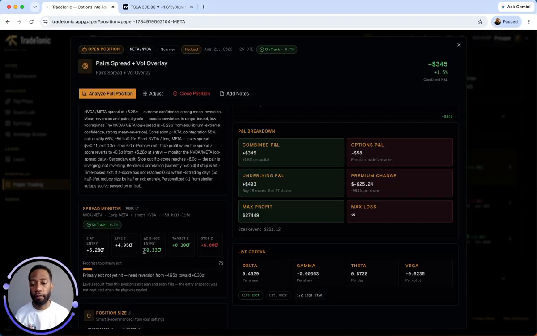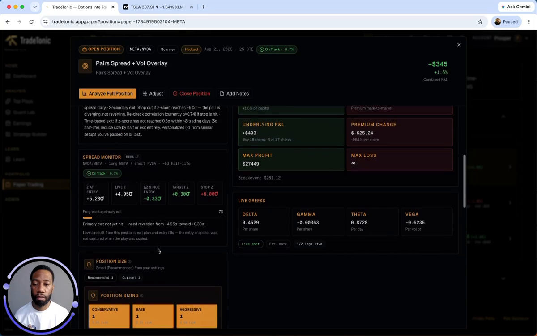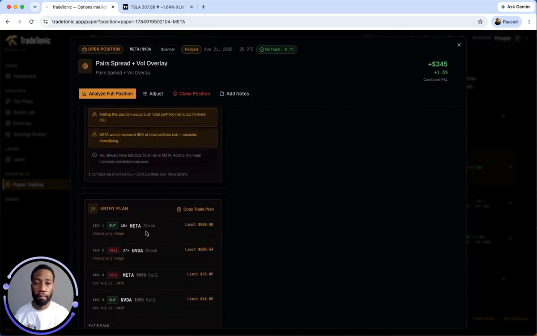Now it's at 4.95. When you're doing a pairs trade with an options overlay, how we structured this trade was: we bought Meta stock at this entry price, we sold Nvidia stock at this entry price, and then we overlaid that with some options to take advantage of the volatility move as well. We hedged our Meta long by selling calls on Meta at the 600 strike, and we hedged our Nvidia short by buying 205 strike calls on Nvidia.